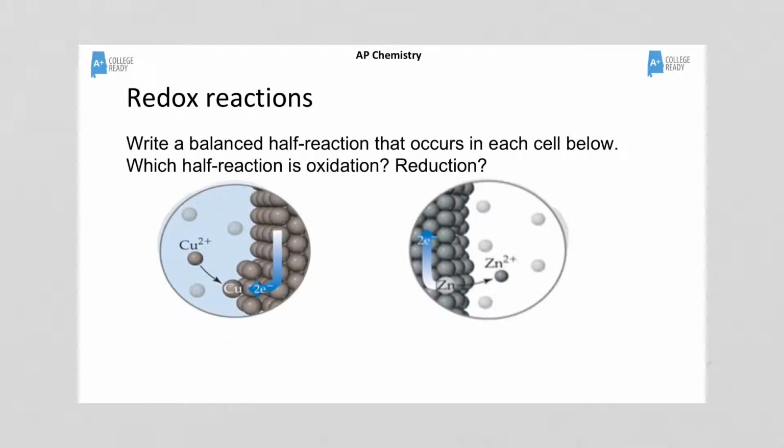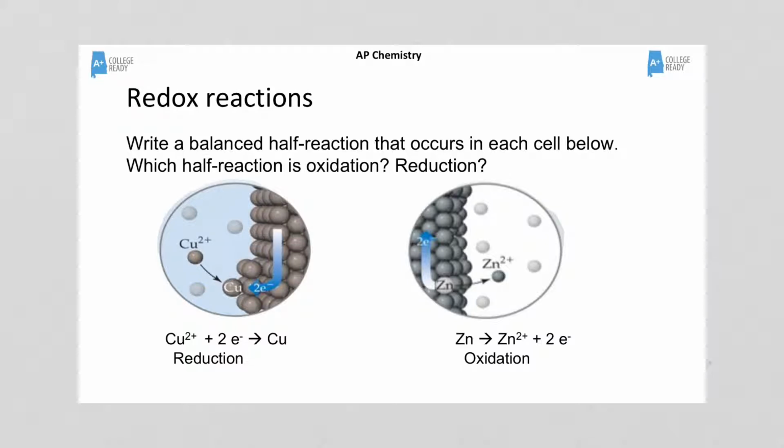So, redox reactions. Right here are 2 pictures. Write a balanced half reaction that occurs in each cell below. Which half reaction would be oxidation, which is reduction. Notice in the left picture you see it's copper 2+, and you have copper, which is the metal electrode, and over here we see the zinc electrode and then the zinc ions in the solution. You can tell from the arrows which way this is going. In the past they've asked students to show how spectator ions are moving through a salt bridge, and so I was just trying to think of how else they could use a particulate diagram to talk about redox. So think of the half reactions.